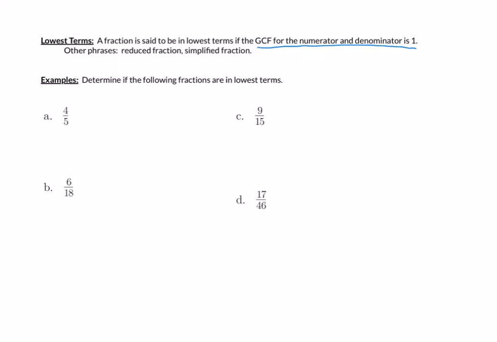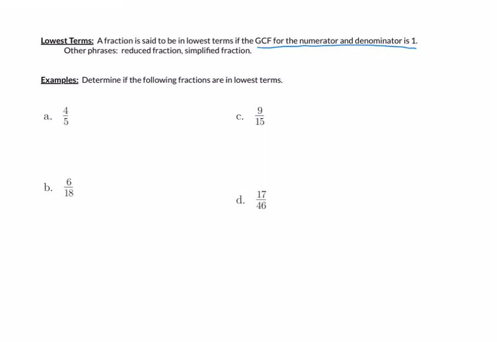There are some other phrases that we want to know for lowest terms. Other phrases that you will see are reduced fractions or simplified fraction. So keep an eye out. These mean the same thing. So we're not going to simplify yet. For starters, we just want to determine if the fractions are in lowest terms. So the question is, is there a common factor to the numerator and denominator other than 1? If there is, then it is not in lowest terms.